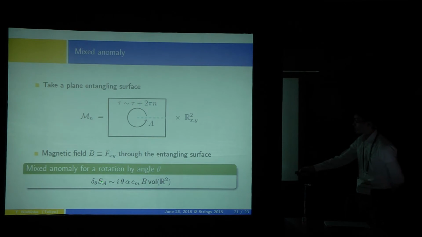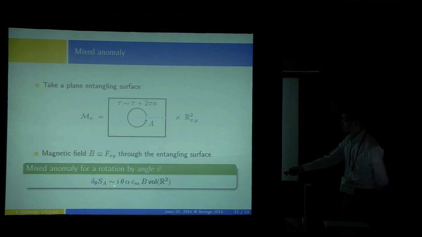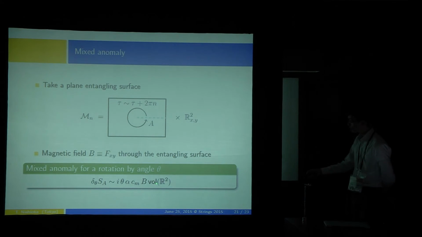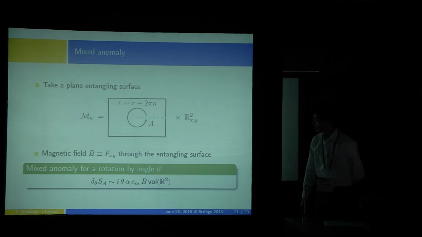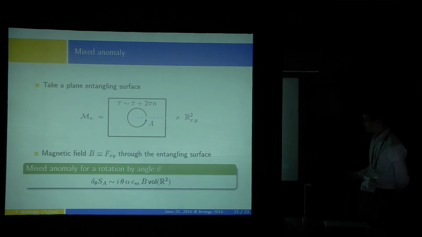Then I get a mixed anomaly if I consider the rotation of the entangling surface in this plane. It is proportional to the angle theta, and also to alpha, this ambiguity parameter, and also to the magnetic field. So this is the 4-dimensional case.